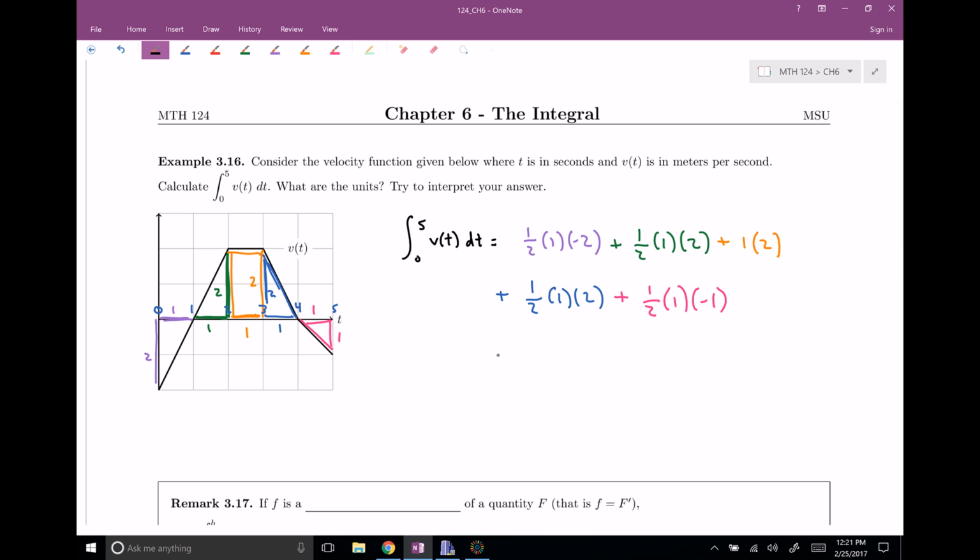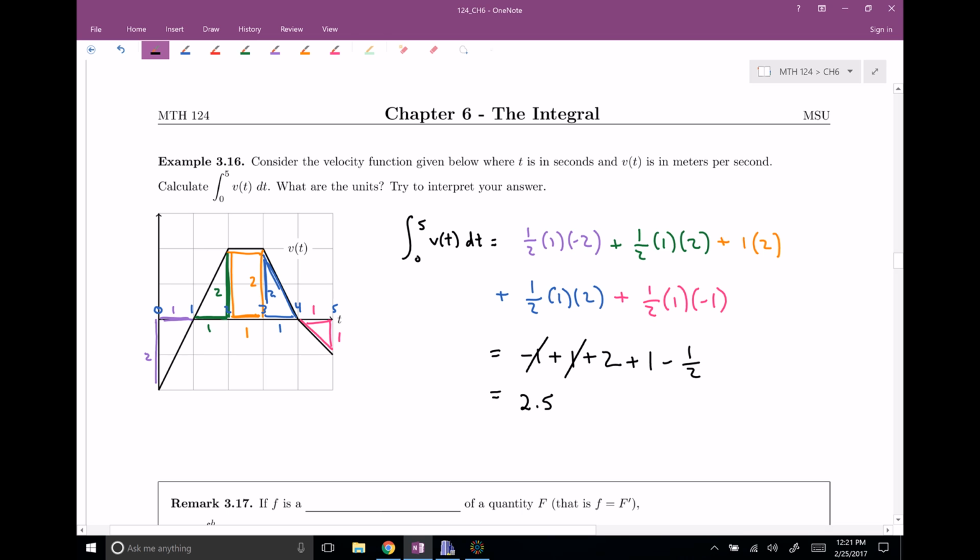And so all together, let's see, this simplifies down: the 1/2 and the -2 kind of cancel out a little bit. I get -1 plus 1 for the green one, plus 2 for the orange, plus 1 for the blue, and then minus 1/2 for the pink, right? And those are all the pieces. And so if I was to calculate this out, we have 3 minus 1/2, so that's going to be 2.5. Okay, but this again is a velocity, right?